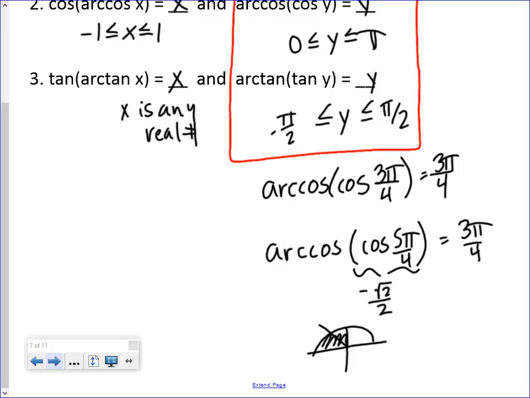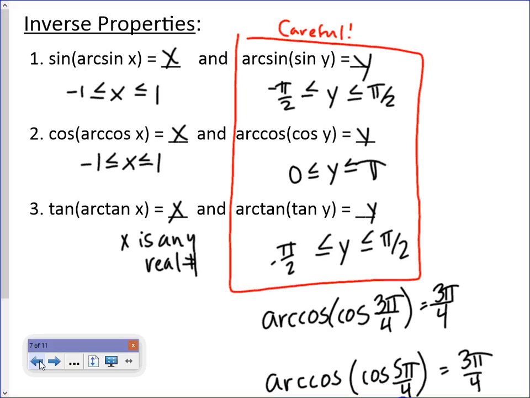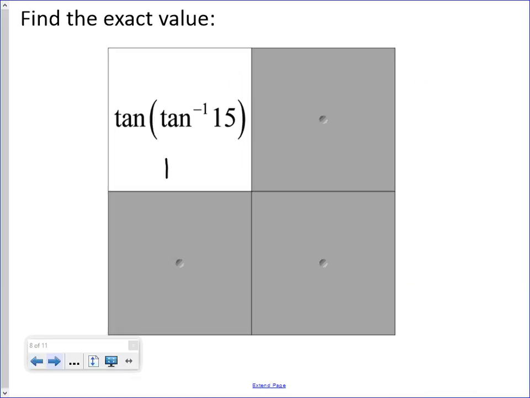So we'll look at just a couple of quick examples, and then there's one other thing we want to look at before we leave. If I did the tangent of the inverse tangent of 15, I'd immediately be thinking 15, right? If I go back and I check the arctangent, does that work out? Yeah, x can be any real number. So I'm thinking that's okay.